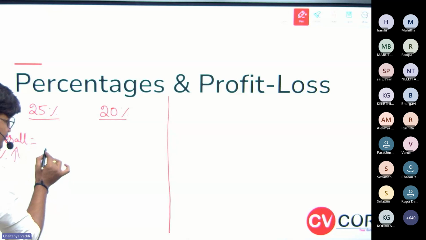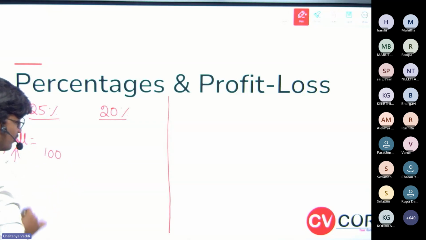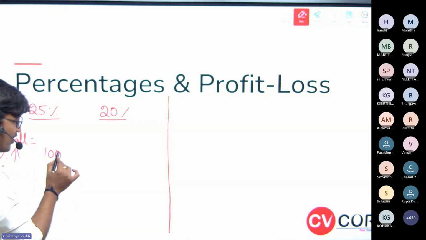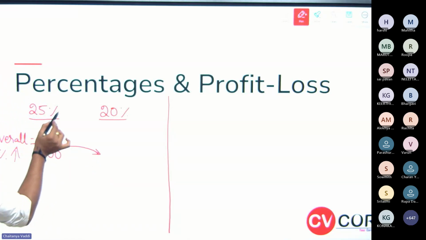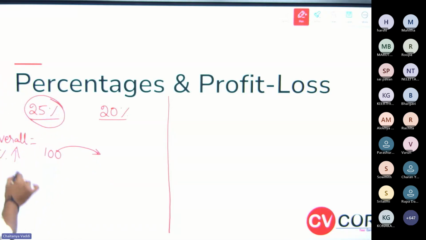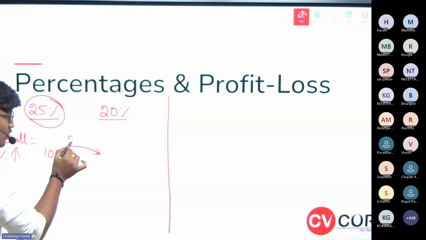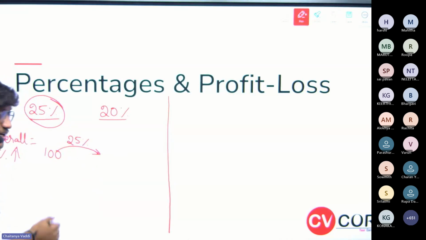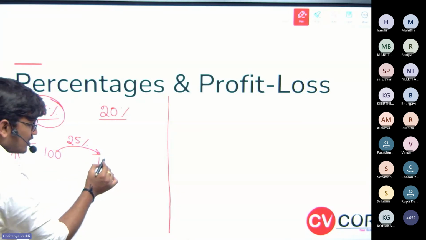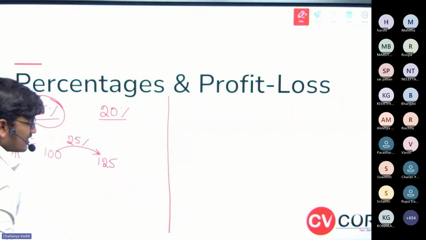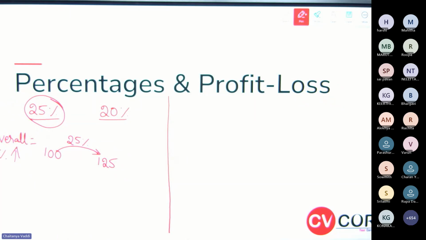Let's say initially I'm assuming a person is going at a speed of 100 kilometers per hour. How much percentage of the speed got increased initially? The first time, 25% of the speed got increased. What is 25 percent of 100? The zeros cancel, so 25 speed got increased. So I can say that now his speed is 125 kilometers per hour.